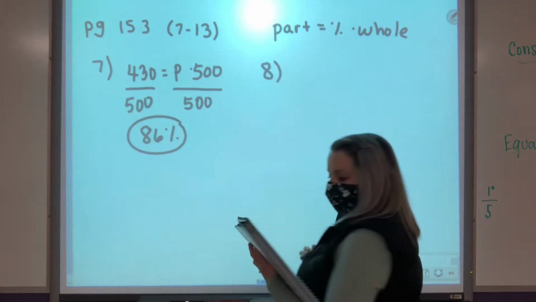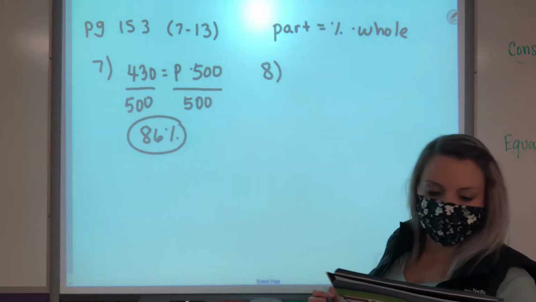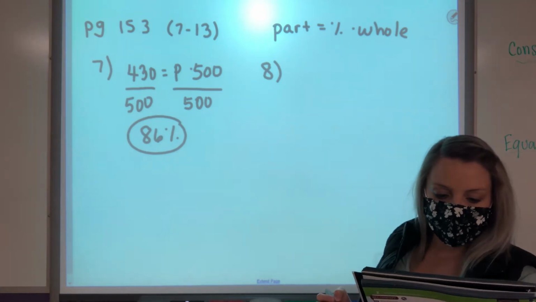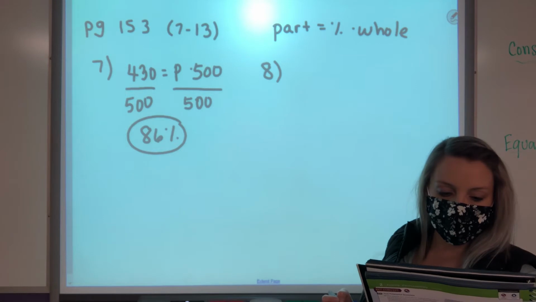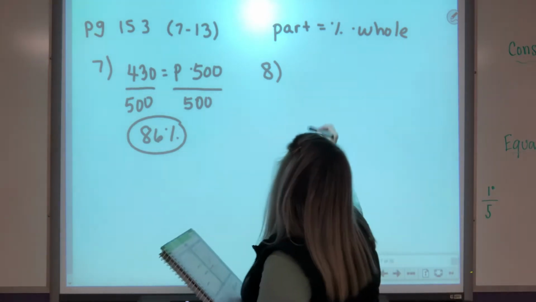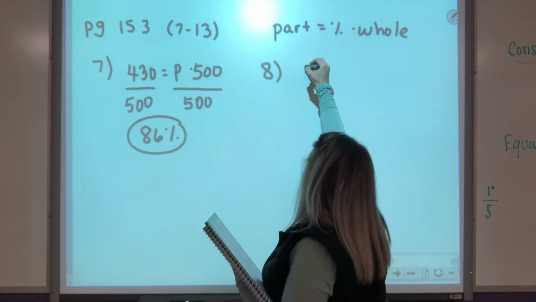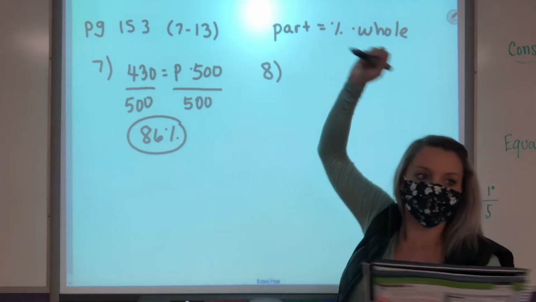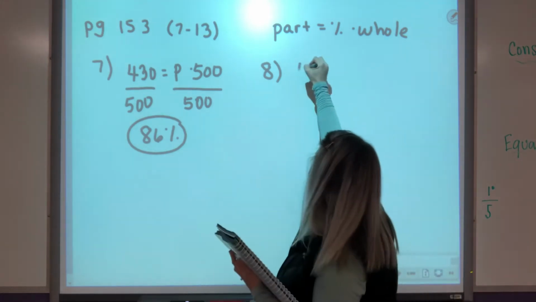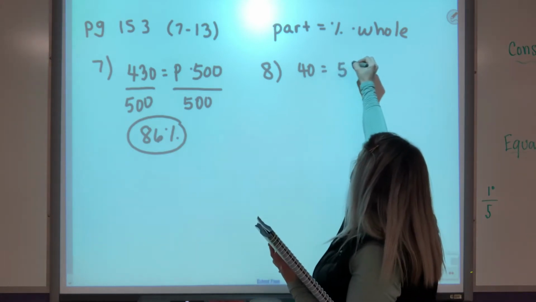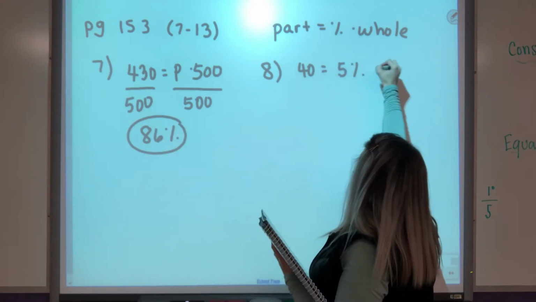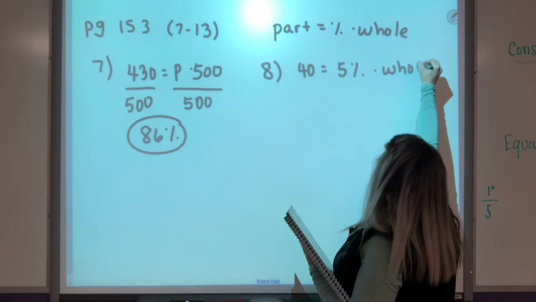Okay, number 8 said the local newspaper has letters to the editor from 40 people. If this number represents 5% of all the newspaper readers, how many readers does the newspaper have? Okay, so 40 people. Is that part of the readers or all of the readers? Part. That's part. Okay. Now we know that it's 5%, so we want to figure out the whole.